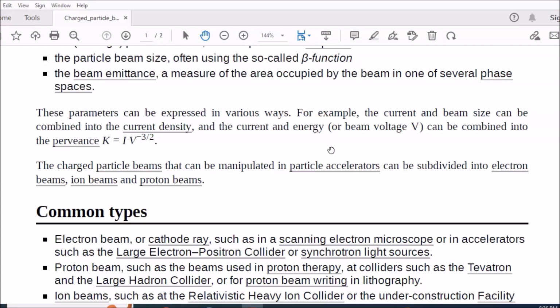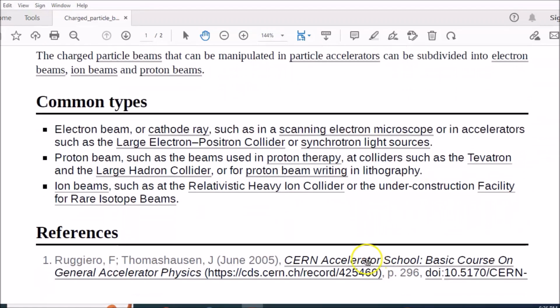The charged particle beams that can be manipulated in particle accelerators can be subdivided into electron beams, ion beams, and proton beams. Common types: electron beam or cathode ray, such as in a scanning electron microscope, or in accelerators such as the Large Electron Positron Collider or synchrotron light sources.